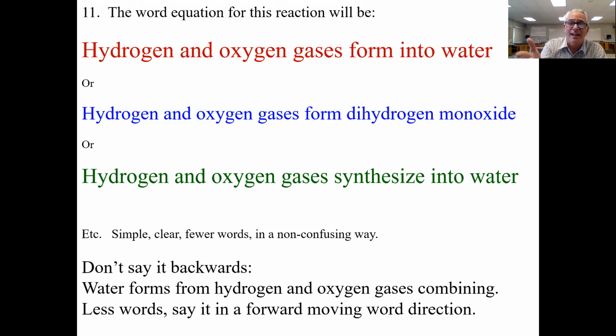Synthesize is a nice word. They combine. You could say combine. There's many ways to say it. But you want to be clear, concise, and don't say it backwards, right? You could say water forms from hydrogen and oxygen gas, but it's a pain in the neck because you start writing and all of a sudden you got to erase everything and put it back in the correct order. All right.